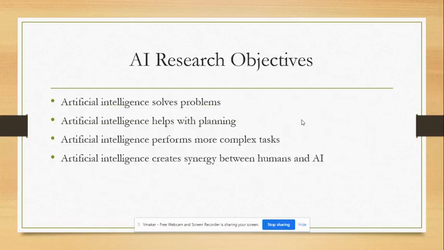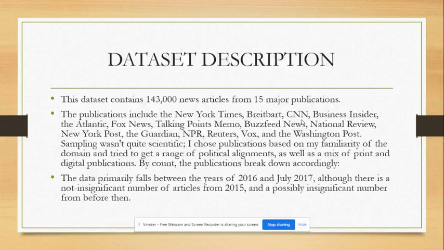So, the AI research project objectives. What are my objectives? Is it going to solve the plagiarism problem? We have to see. It helps in planning and ensuring that we don't plagiarize content. It helps perform more complex tasks in finding plagiarism. It also creates a synergy between humans and AI. What do I mean by this? A human does not need to worry that this plagiarism checker will take their job. No, it is working hand in hand with humans.